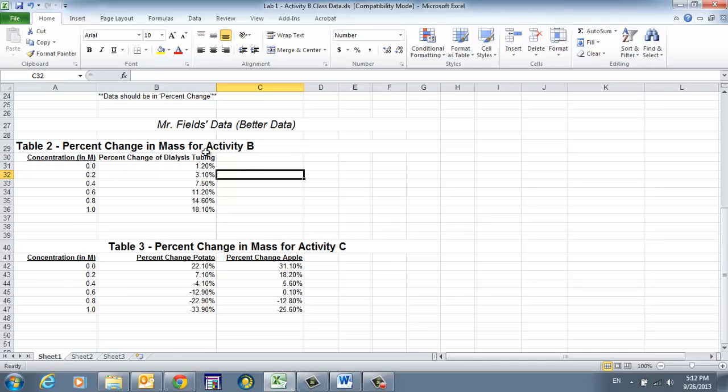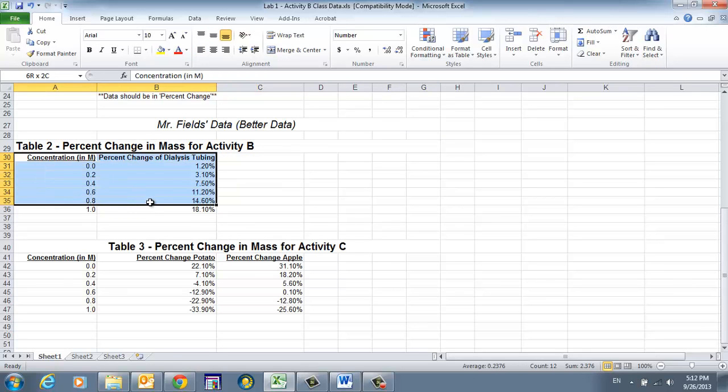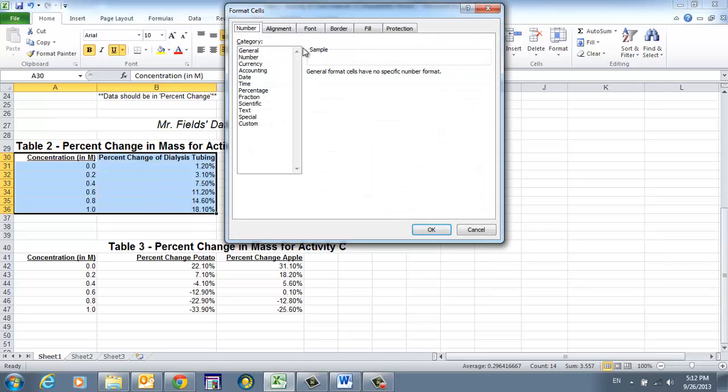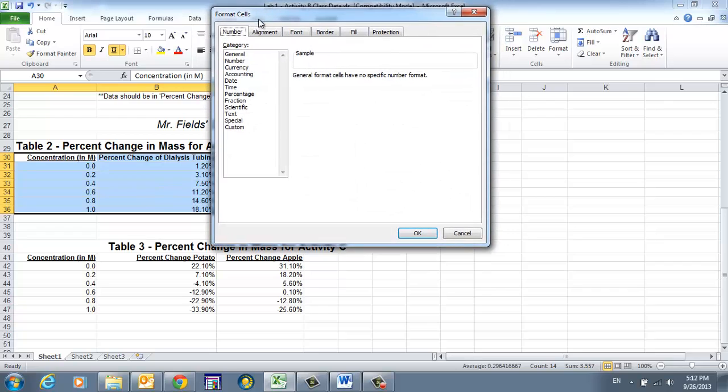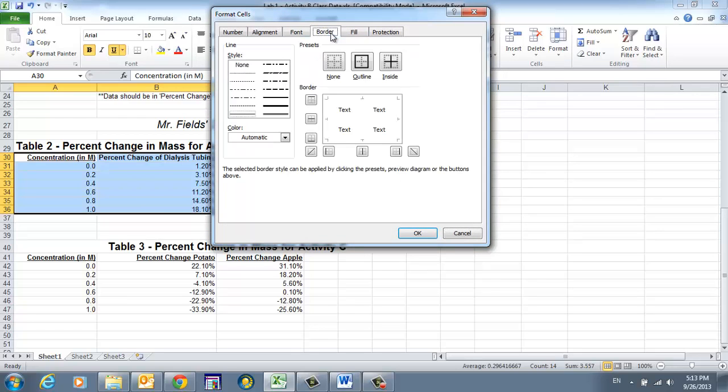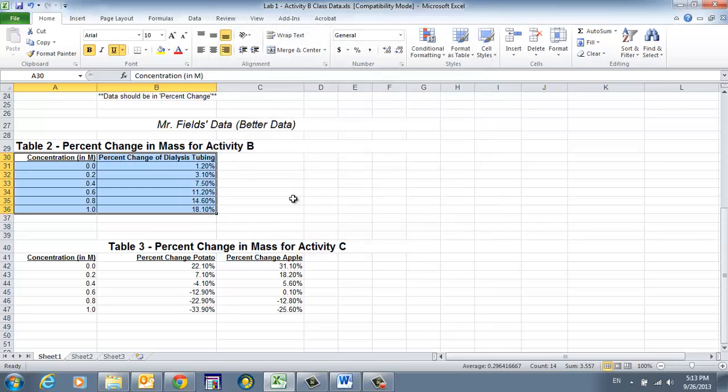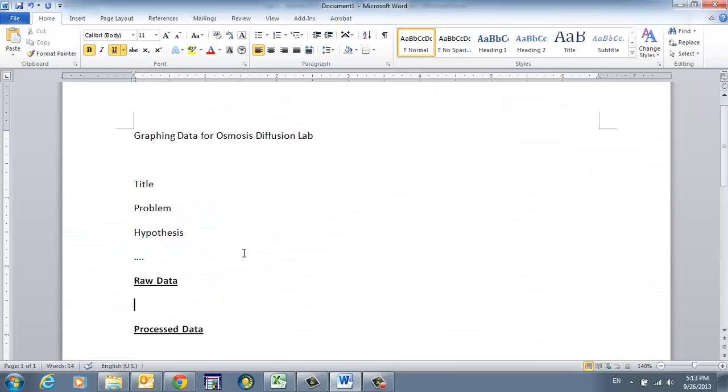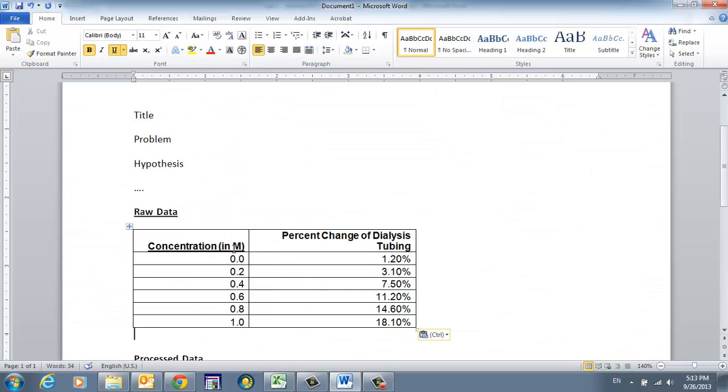One thing though that you do need to do is simply highlight the data, and if you hit Control 1 in Excel, that brings up this Format Cells box. What I like to do a lot of times is put an outer and then an inner border on everything, so that when you copy this table and paste it, it looks something like that.